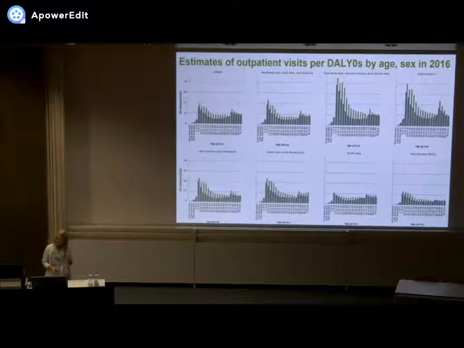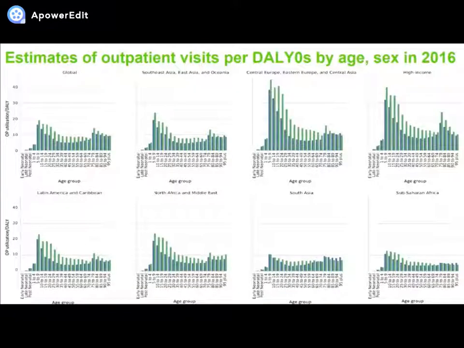So these are some of the summary results of our regressions. The top left, you'll see the global average result, counterfactual DALYs per outpatient visit by age category. Top right are the averages for the high-income countries. Below that is sub-Saharan Africa.